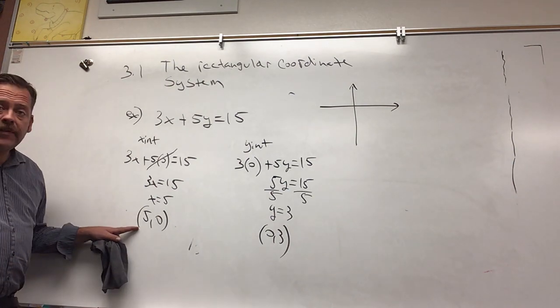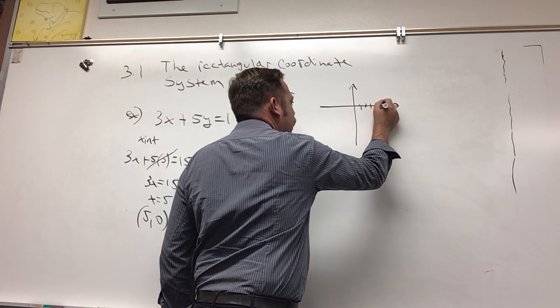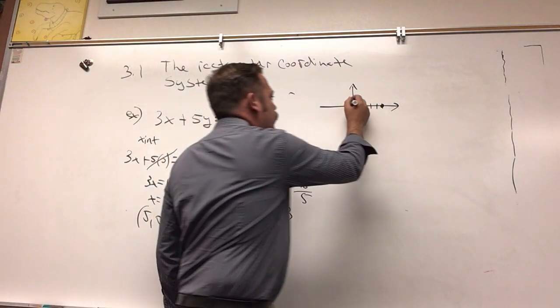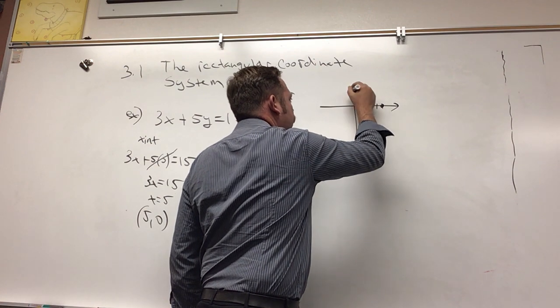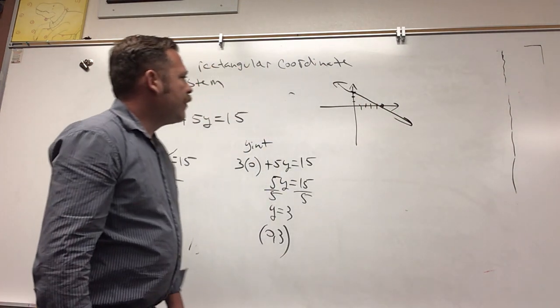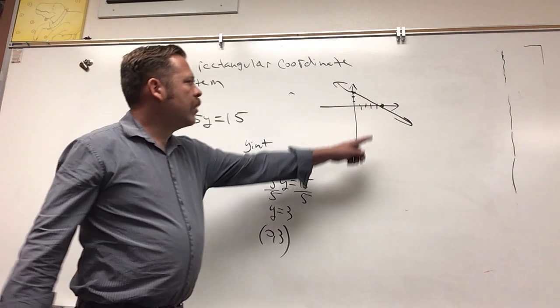So my point (5, 0) is right there. And my point (0, 3) is right here. And there's our line. Look at that. We graphed the line. We found the intercepts. I want to point something out.